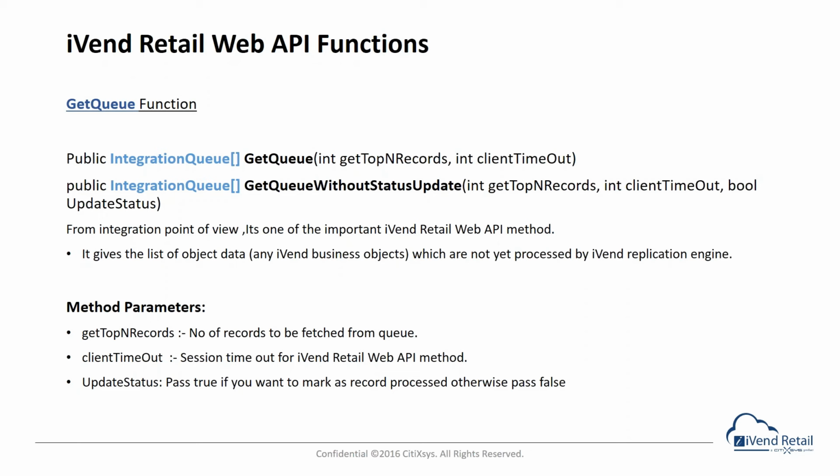This way, you do not need a queue mechanism in your integration code layer, and you can straight away rely on iVend to keep that data persistent for you. If for some reason you got a failure or error, then the next time you poll the iVend queue, you get the same unprocessed records again to process them from there on, right?